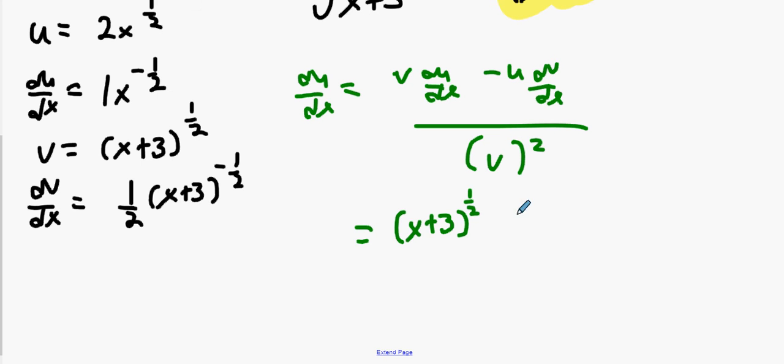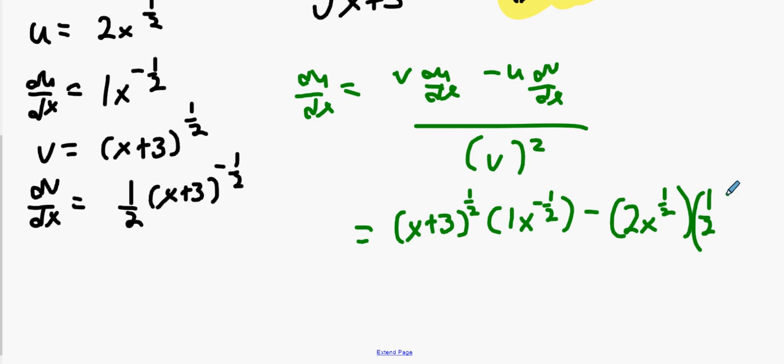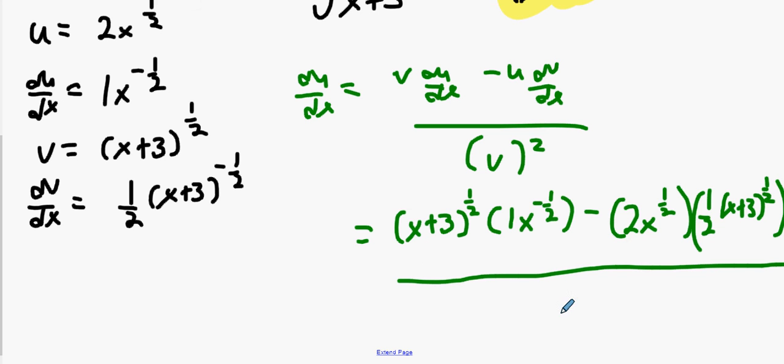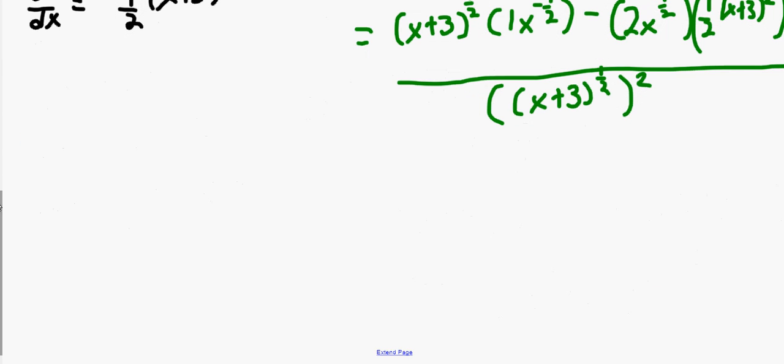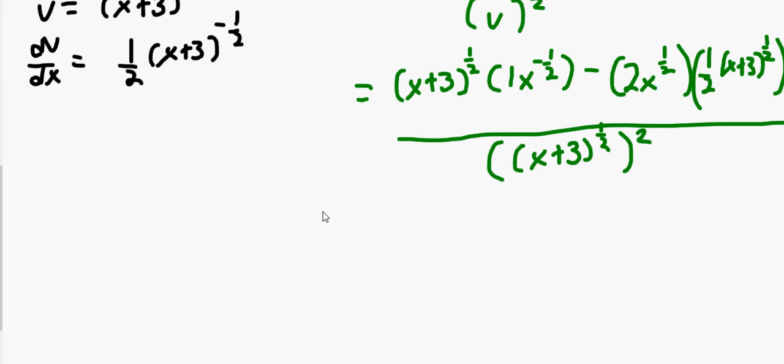Alright, the u dx is 1 x to the minus a half, minus u, which is 2x to the power of a half, and v dx, which is a half x plus 3 to the power of minus half. Ouch, that looks horrible, right? And it is. And this is x plus 3 to the power of a half to the power of 2. Now, doesn't that look fantastic? Enter and enlarge it.